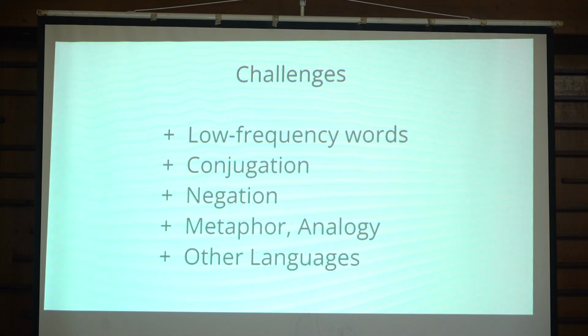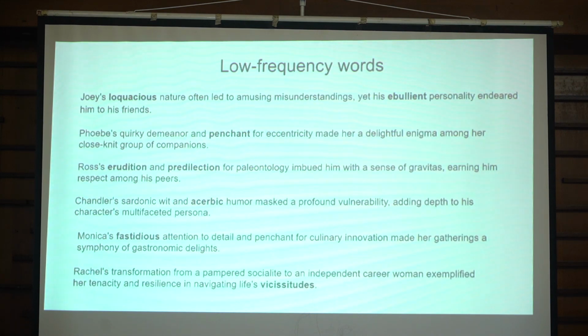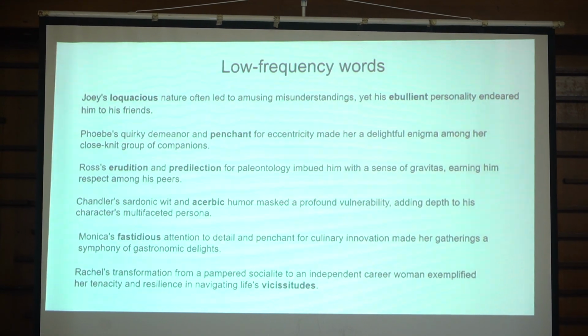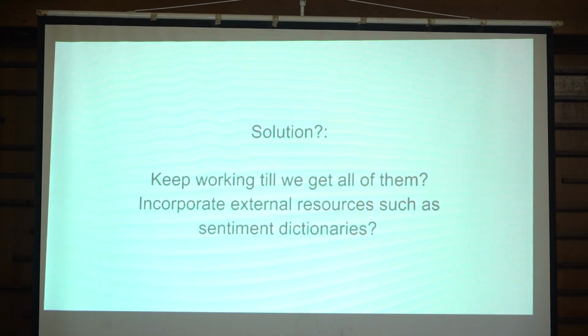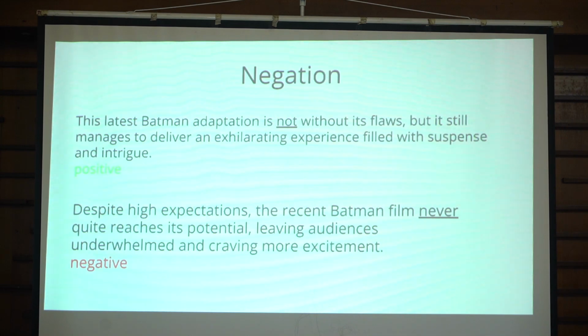But the challenges with this were, so you can see I have here 6 different sentences with very rarely used words, right? Like Joe's loquacious nature, or his quirky demeanor and penchant for eccentricity. Nobody talks like that, and there is a very good chance that your model does not know these words. So these are still, till date, challenges that NLP has to deal with. What is the solution? Keep working till we get all of the words possible in the world or in all languages? Of course, that's not a criterion. Maybe we can incorporate external resources that the model can look into in these situations.